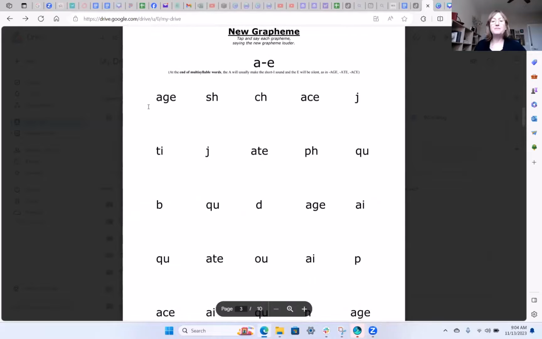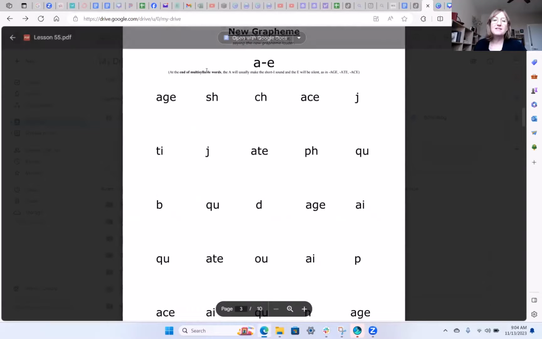Your new grapheme is an A consonant E at the end of a multi-syllable word. So when you have an A with a consonant and a silent E at the end of a longer word, that A is often going to change to the I sound. It's going to say I. So for instance, A-T-E will say it. A-G-E will say idge.